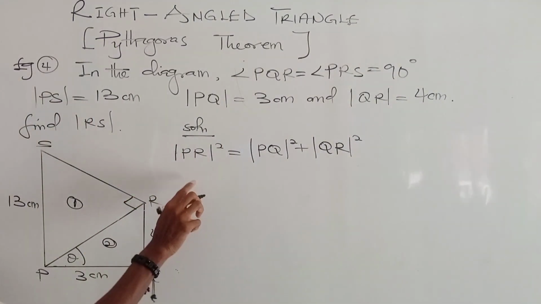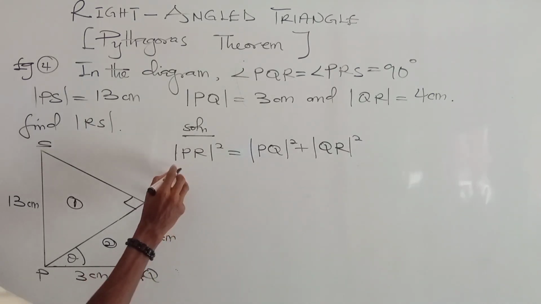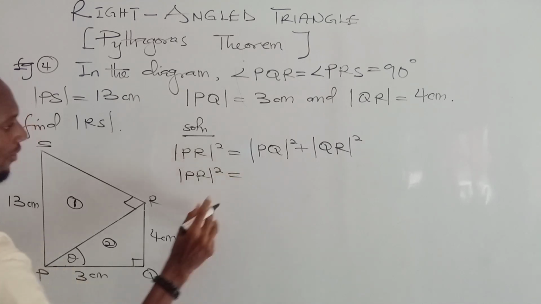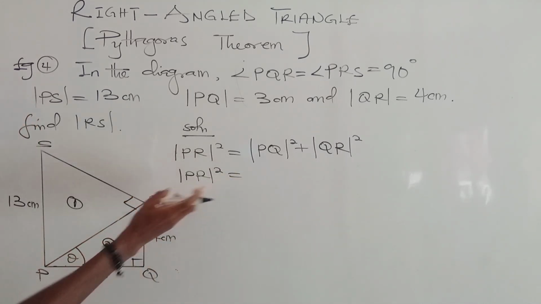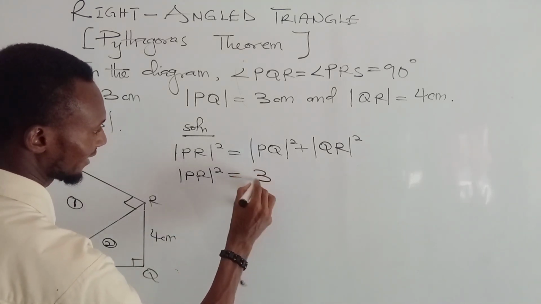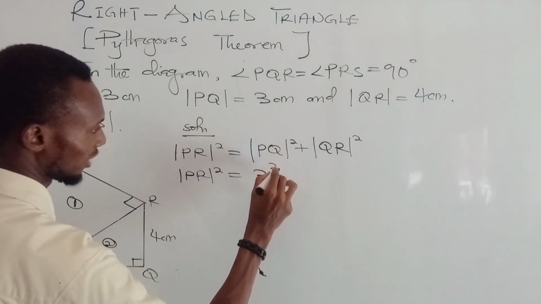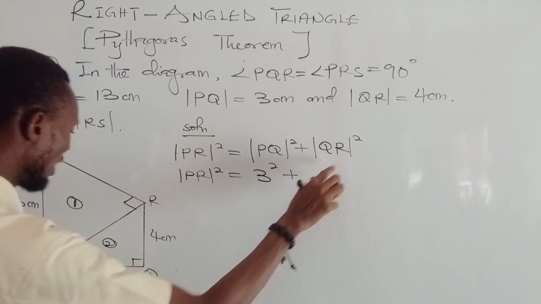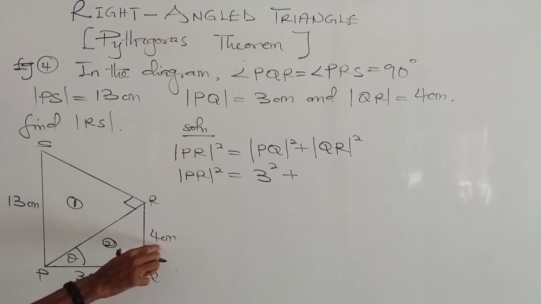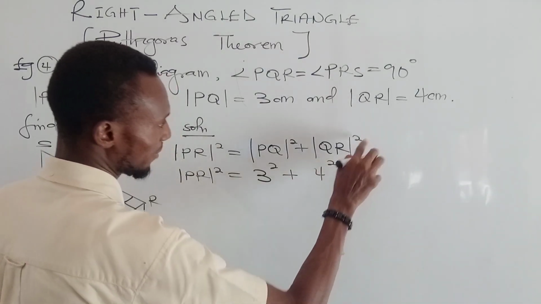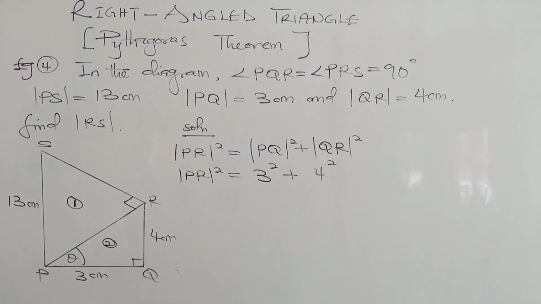So now I'm going to repeat my PR here. PR squared, because I wasn't given any value. That's what I'm looking for. Then PQ is given to be 3 centimeters, so I'll write my 3 and I'll bring my power 2, which is here. Then you bring your addition sign. Then QR is given to be 4 centimeters, so I'll write my 4 centimeters, then I'll bring my square, which is here. Okay, so let's simplify further.